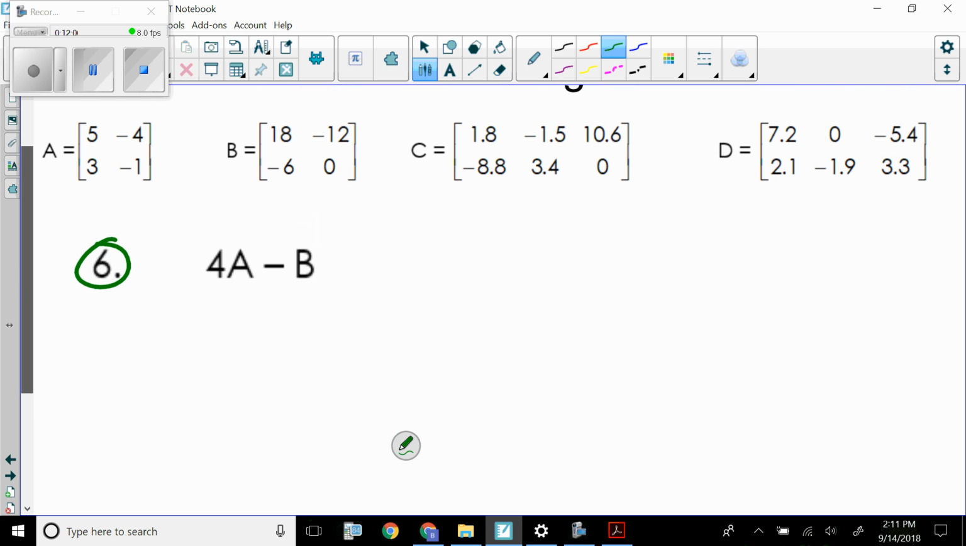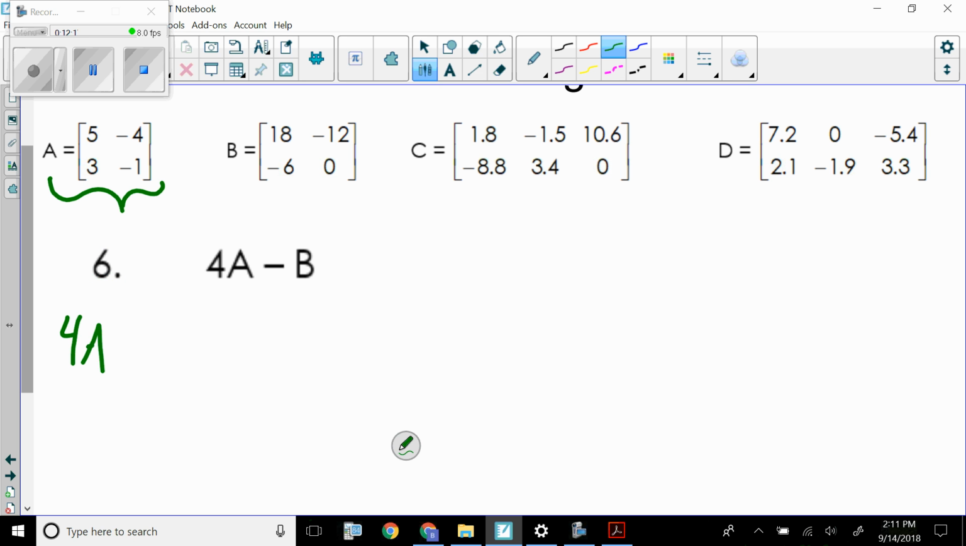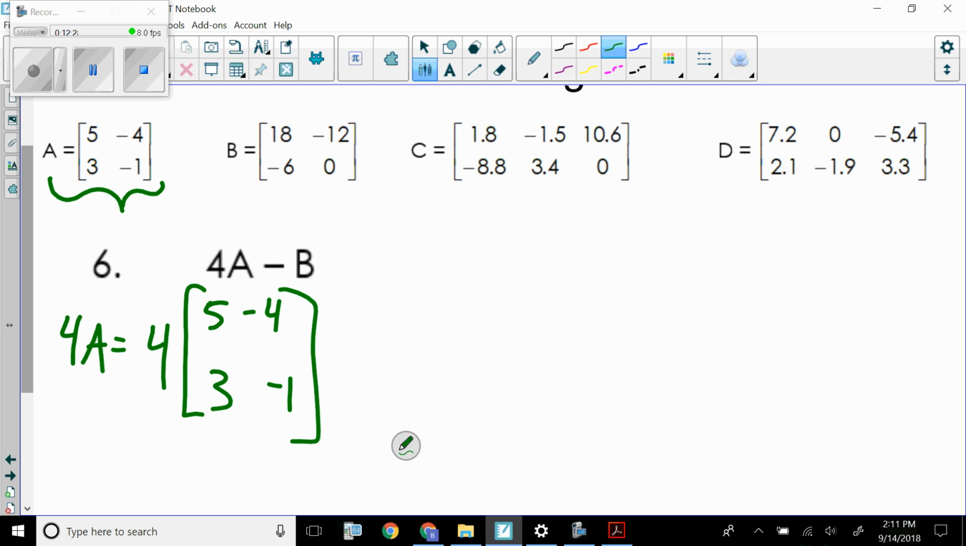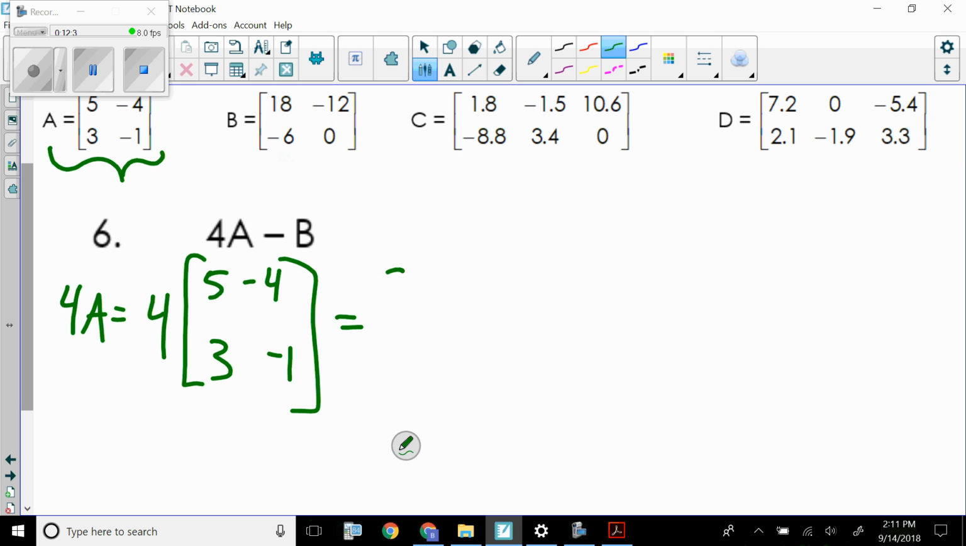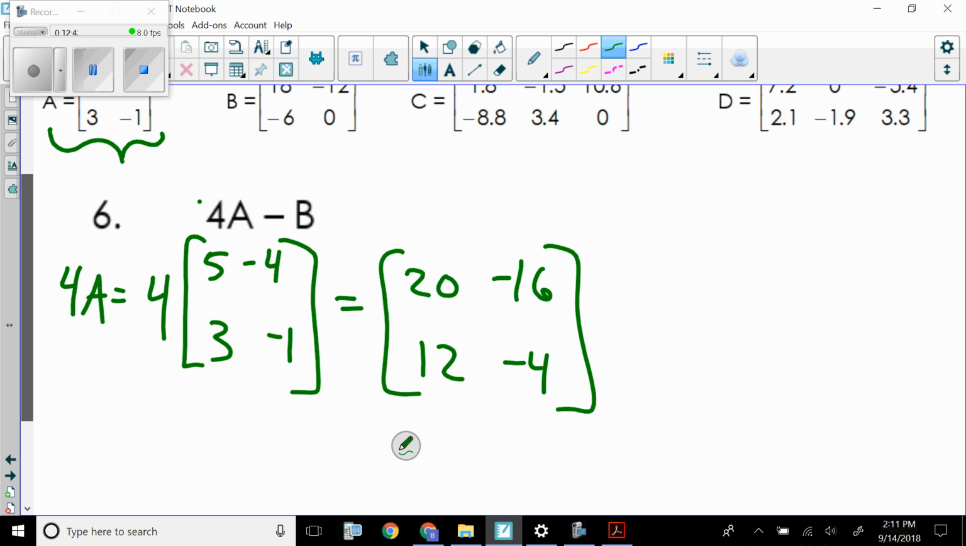Okay, so you've either tried it or you just like to go through with me. I need to do 4 times A, 4 times matrix A. Well, matrix A is right here. So maybe I'll do 4 times matrix A first. So that's 4 times 5, negative 4, sorry, 3 and a negative 1. Well, if I work that through, that's just distributing. That's a 20, a negative 16, a 12, and a negative 4. That is just the 4A part.